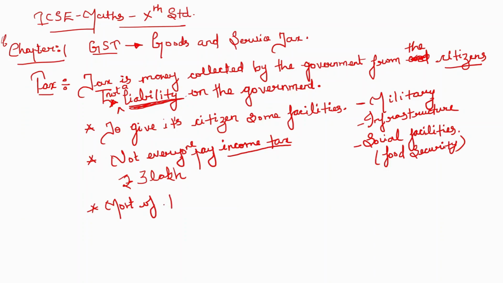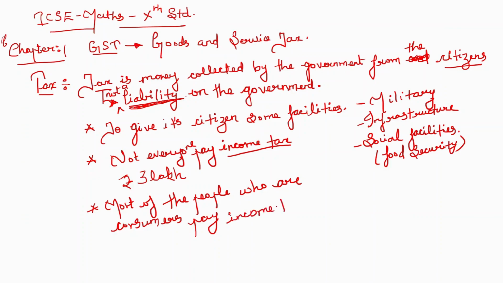But most of the people who are consumers pay, sorry, not income tax, indirect tax. They do pay indirect tax. The income tax, most of the people don't pay, only a small percentage of people pay this tax. So this income tax that I'm talking about is a direct tax. There are two types of taxes: direct taxes and indirect taxes.